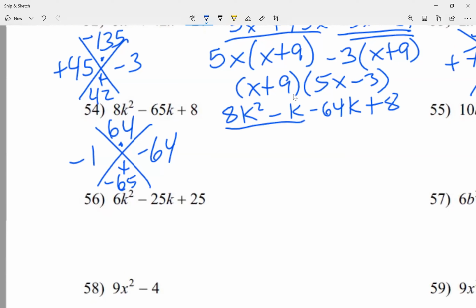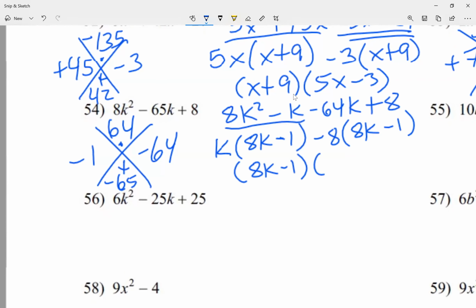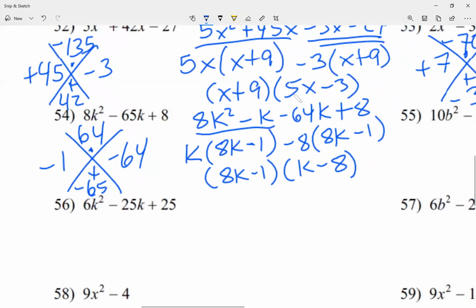Looking at the first two terms, I can only factor out a k. So that's going to give me 8k minus 1. Looking at the last two terms, I can divide each by a -8. So that's going to give me 8k minus 1. And my factors are going to be 8k minus 1 and k minus 8. Hoping you guys are like, yeah, this is not too bad. Take a look at this other one.